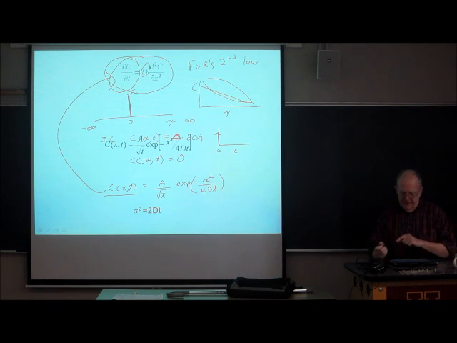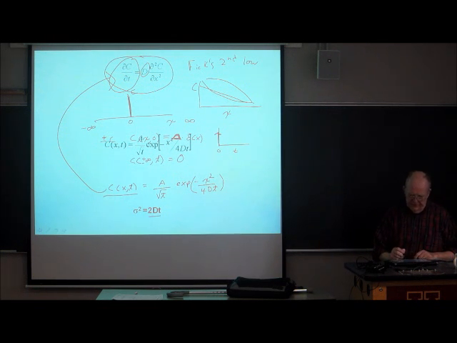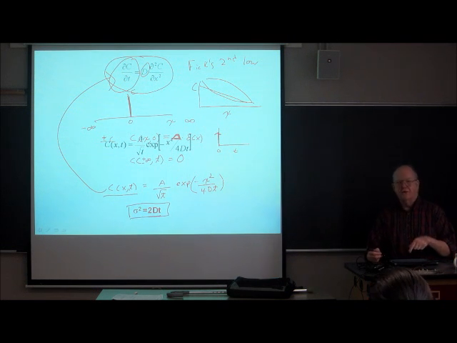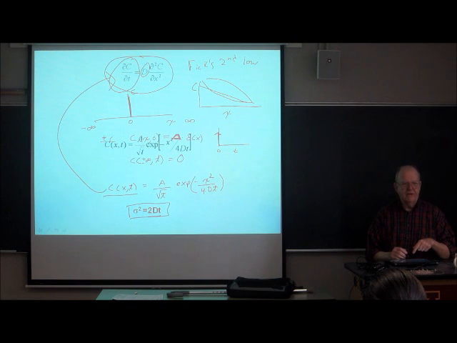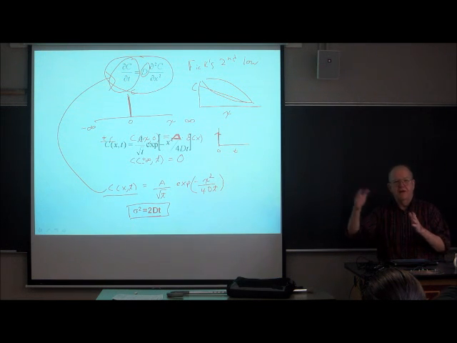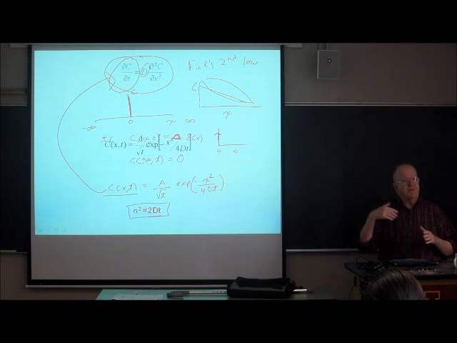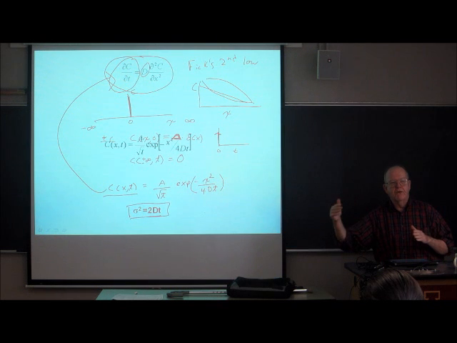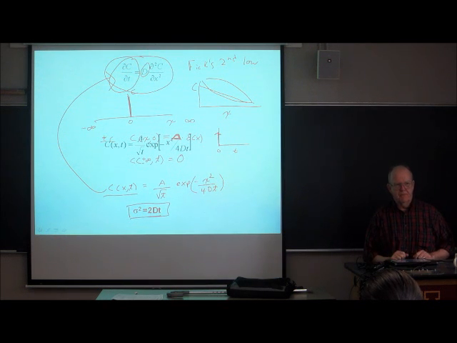So the denominator here, 4Dt, is 2 sigma_x squared. So sigma_x squared is 2Dt. So this is the variance of the distribution. And it says that the variance increases linearly with time. So the sigma, which is the square root of the variance, increases with the square root of time. This is exceedingly important.